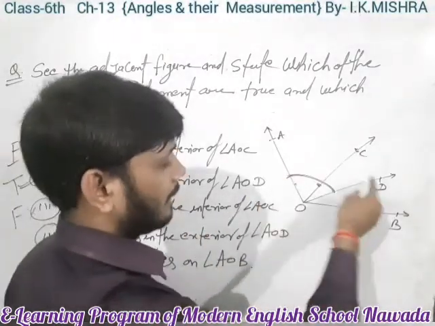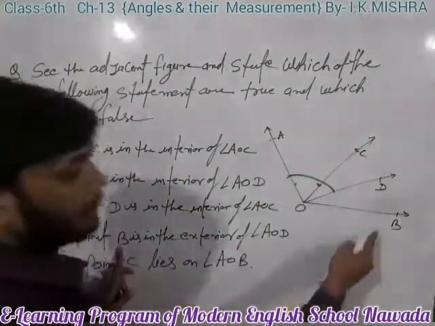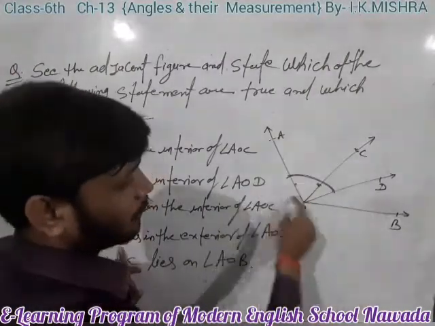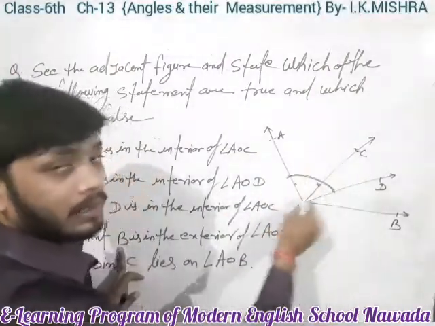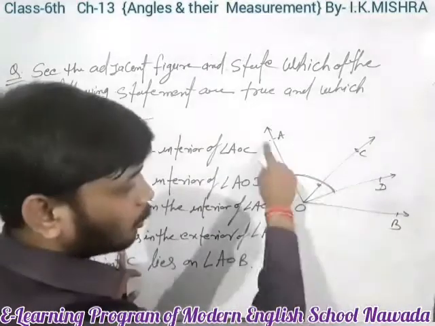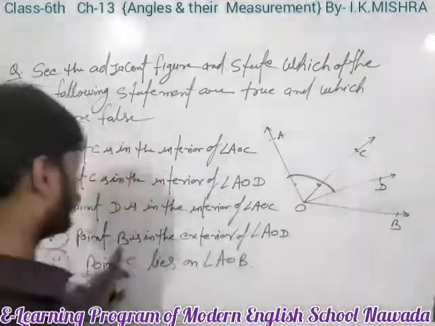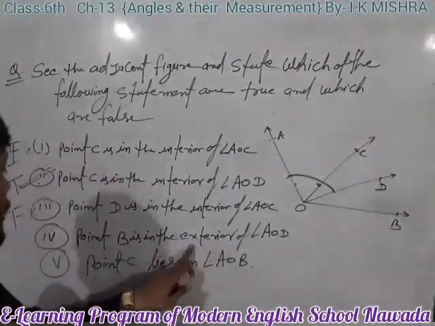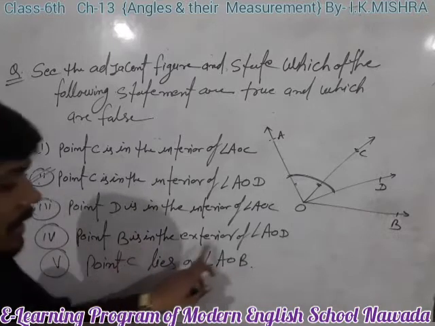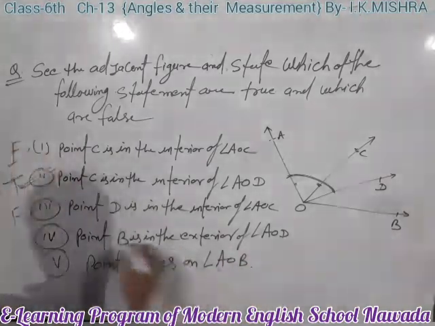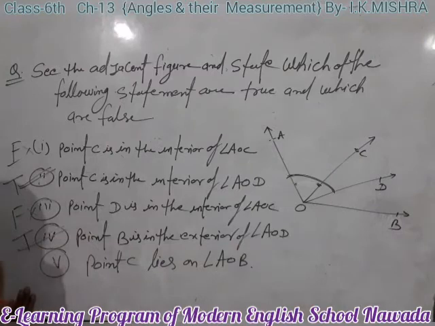Now students, number 4: point B is in the exterior of angle AOD. Here B lies outside the angle AOD. AOD is this angle and B lies outside this angle. So students, point B is in the exterior of angle AOD. Yes, this statement is true.